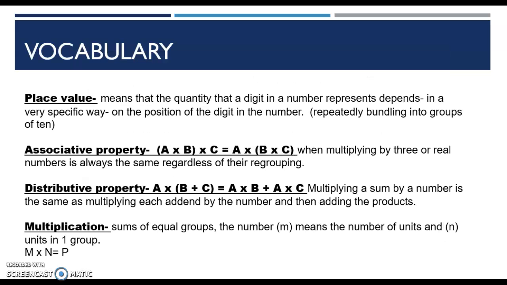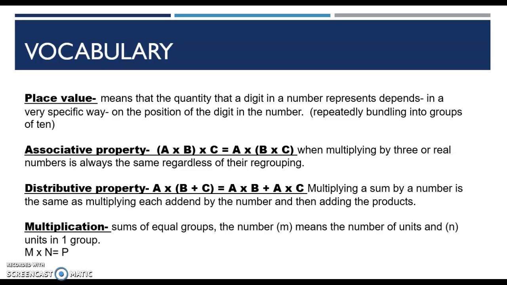Okay, vocab. Place value means that the quantity that a digit in a number represents depends in a very specific way on the position of the digit in the number, repeatedly bundling into groups of 10. Associative property: A times B times C equals A times B times C. When multiplying by 3 or more numbers, the product is always the same regardless of their regrouping.